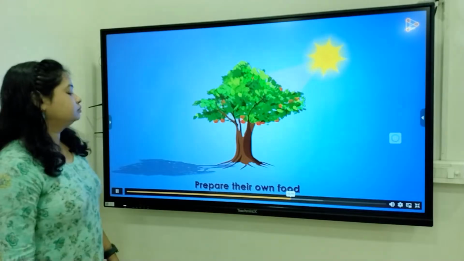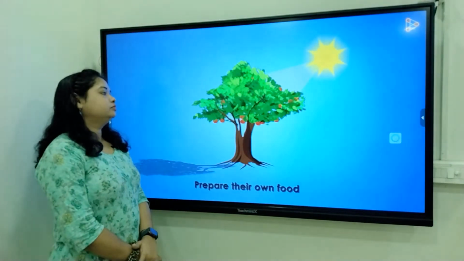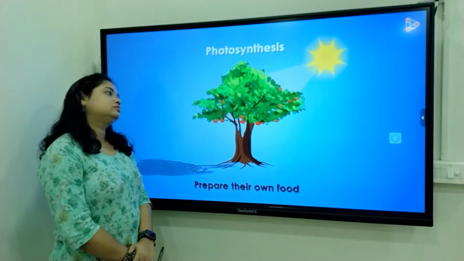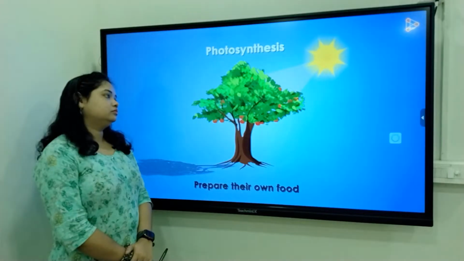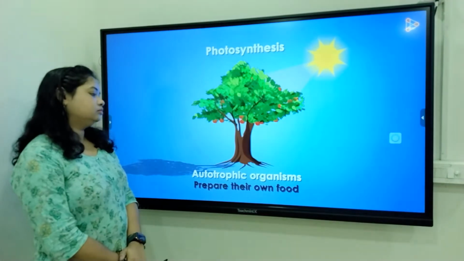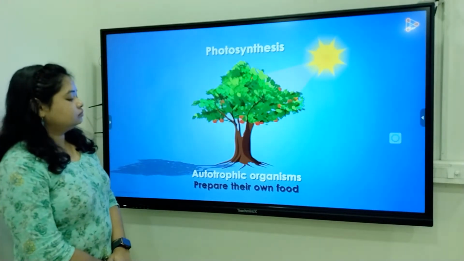By utilizing solar power. Can you name the process for me? Yes, this process is called photosynthesis. For this reason, green plants are also called autotrophic organisms. And what do we mean by that? Autotrophs are organisms which can prepare their own food.